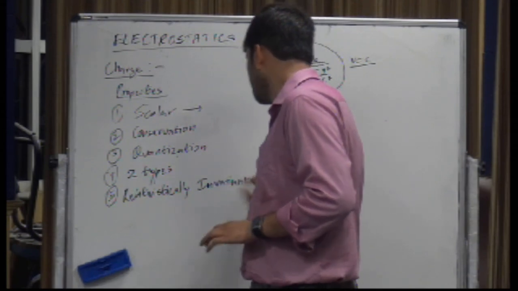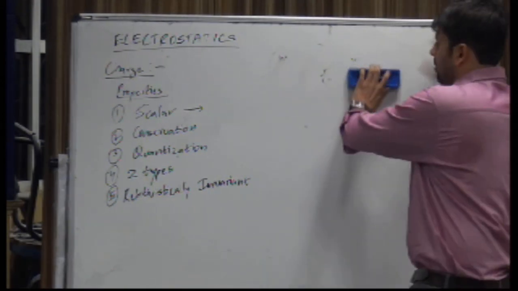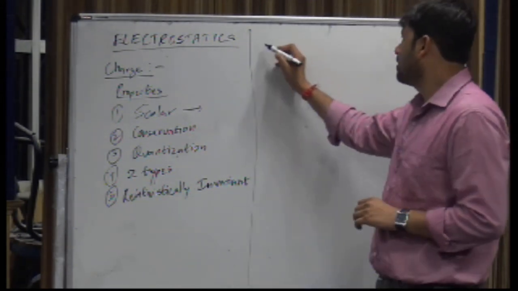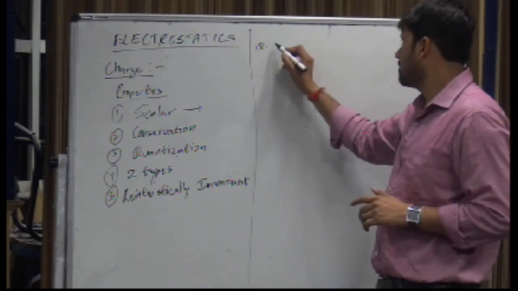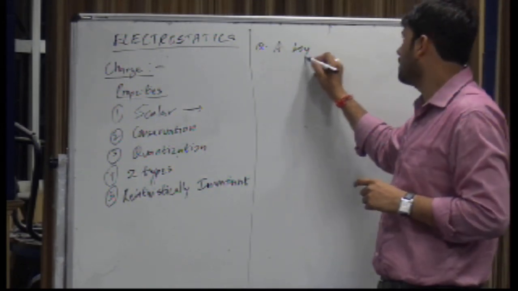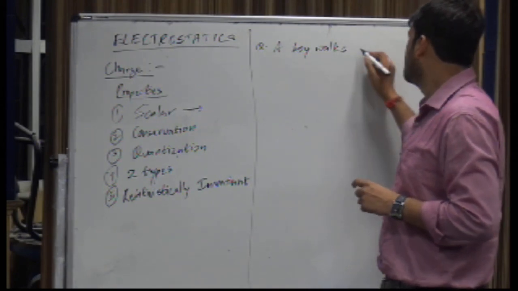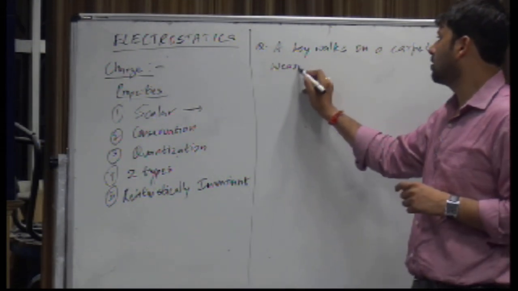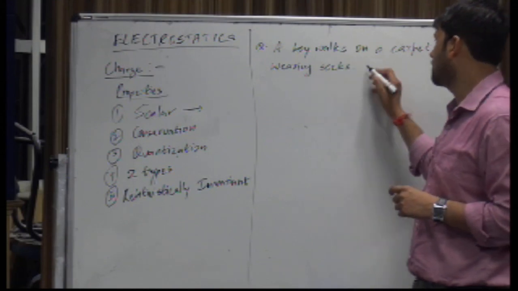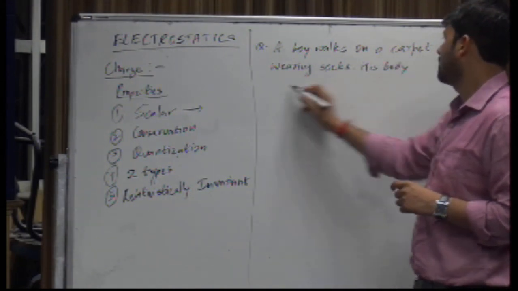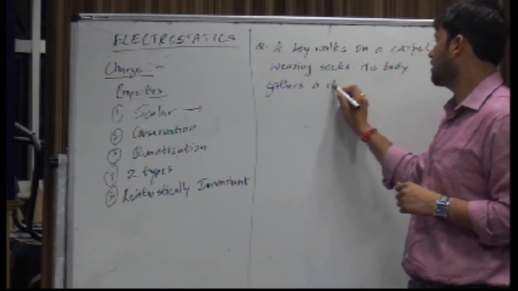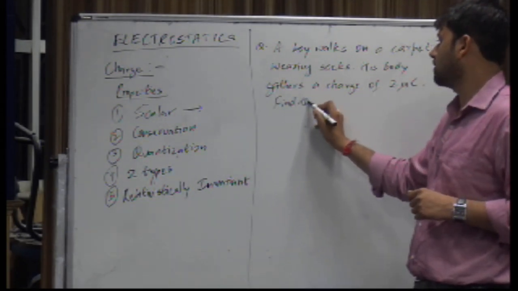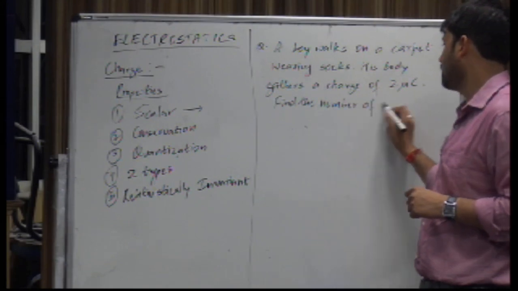So this is relativistically invariant. A quick question on quantization, because rest all are like okay, theoretical stuff. So a question on quantization is this. A boy walks on a carpet wearing socks. His body gathers a charge of 2 microcoulomb. Find the number of electrons transferred.